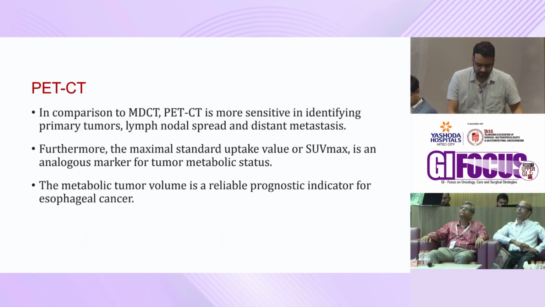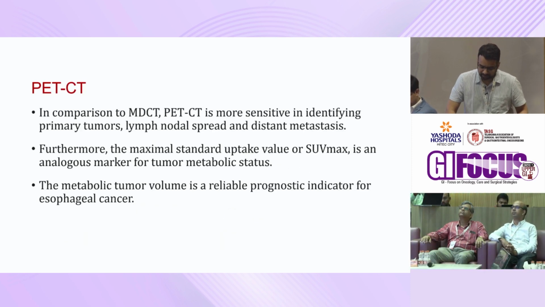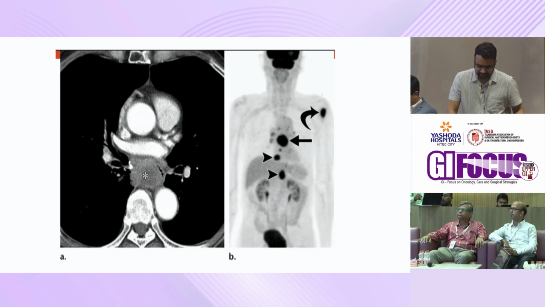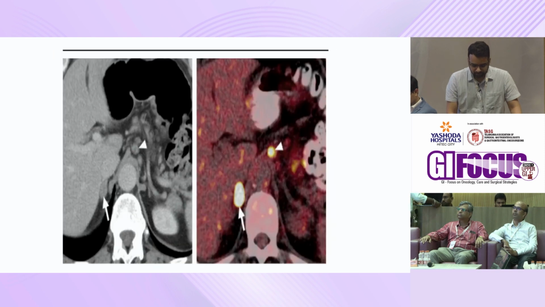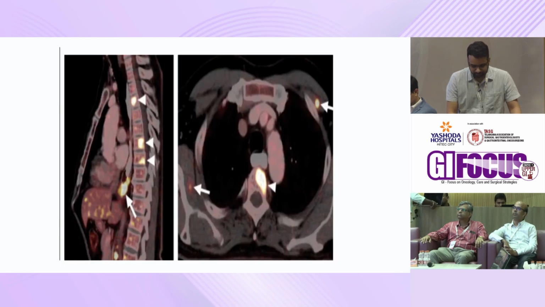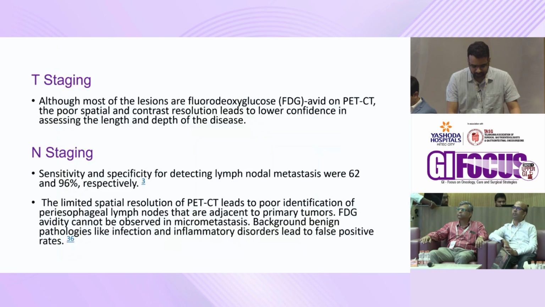Coming to the importance of PET-CT, in comparison to MDCT, PET-CT is more sensitive in identifying the primary tumor, lymph node spread, and distant metastasis. In the image, you can see a metastasis in the left humeral head. There is a retrocrural lymph node. There is a left gastric lymph node. There is one more PET-CT image showing uptake in the retrocrural lymph node. There is one more PET-CT image showing multiple metastases to the vertebral bodies.